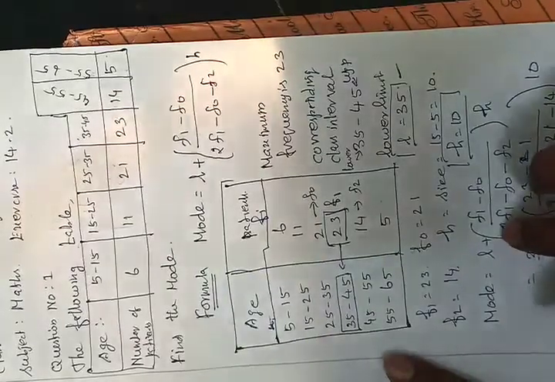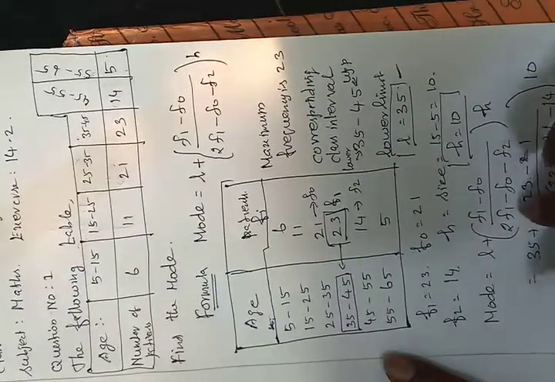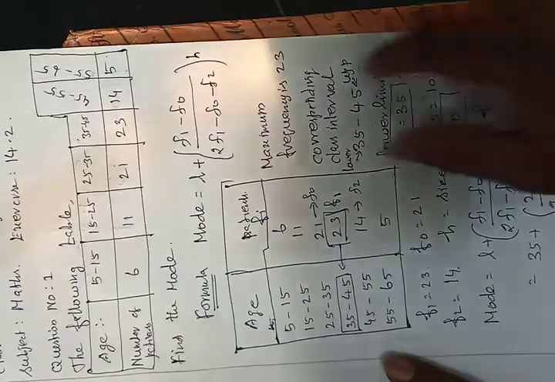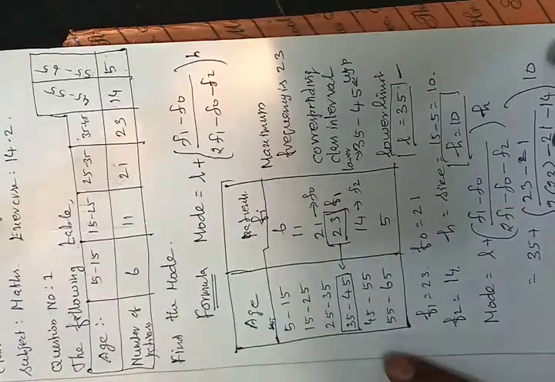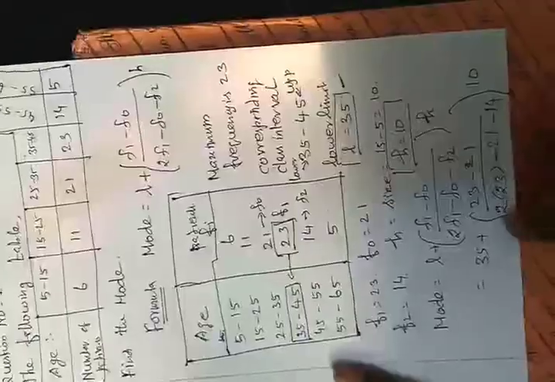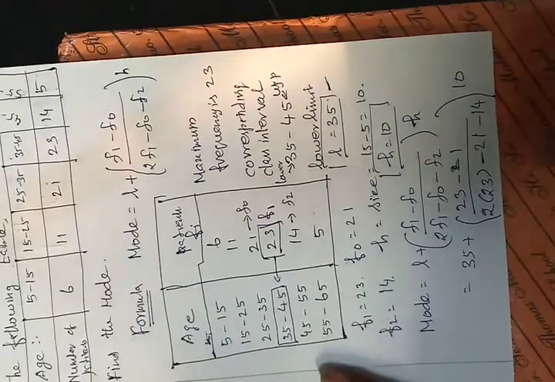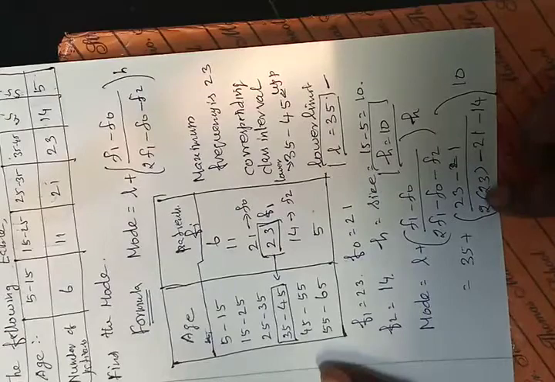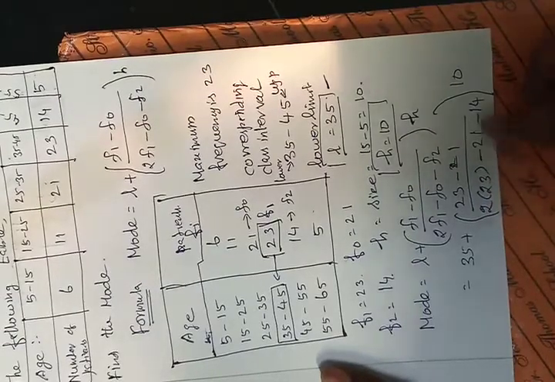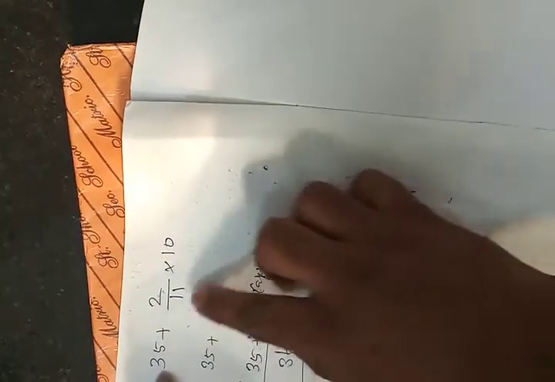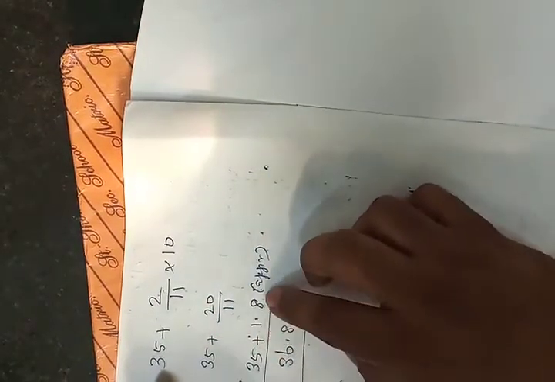Mode formula is equal to L plus (f1 minus f naught) divided by (2 f1 minus f naught minus f2), into h. Then you substitute all the corresponding values in this formula. Then after that you do these simplifications. 23 minus 21 we get the value 2. You know very well. Then you multiply these two terms, and subtract 21 minus 14. Then we get 2 divided by 11 into 10. Then simplifying, we get 20 divided by 11, which is 1.8.